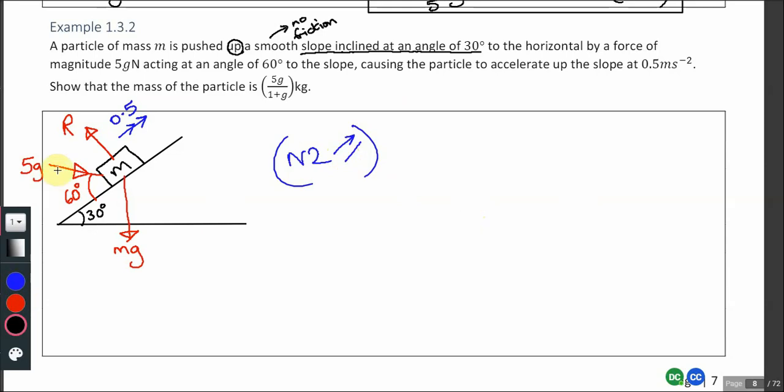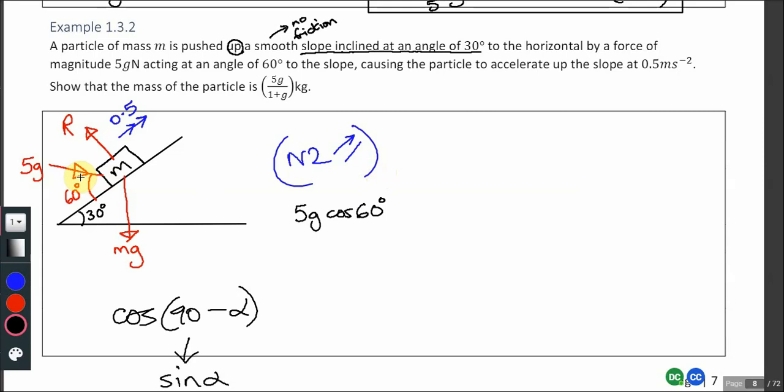First of all, the 5g force. The way I've always resolved forces is two things. Number one, I always go with cos, and number two, it's cos of the angle between the force and the direction I'm currently working in. So this one is going to be 5g cos 60. When I say I always use cos, if I end up with cos of 90 minus alpha, for example, then I know I can turn that into sine alpha. That's the way that's always worked for me.